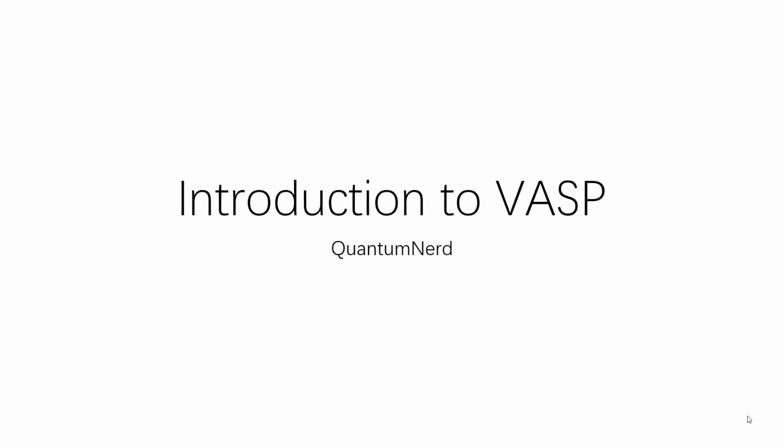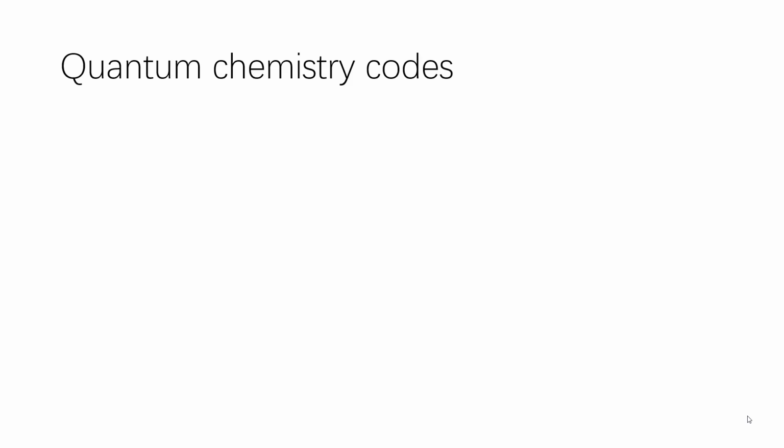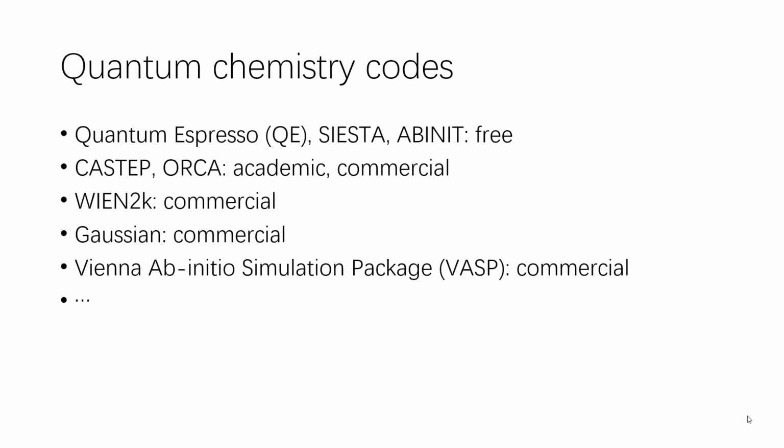In this video, I will quickly introduce you to VASP. VASP is among those quantum chemistry codes which calculate the quantum mechanics properties of materials ab initio. And there are really a lot of quantum chemistry codes, including Quantum Espresso, Orca, Wien2k, etc. Some of them are free, like Quantum Espresso. Some of them are academic, like Orca, which means that you can get a free version if you do research, and some of them are commercial, like Gaussian and VASP.